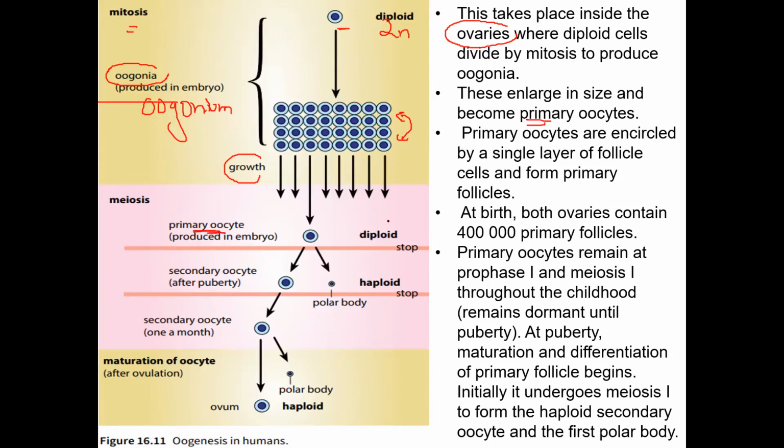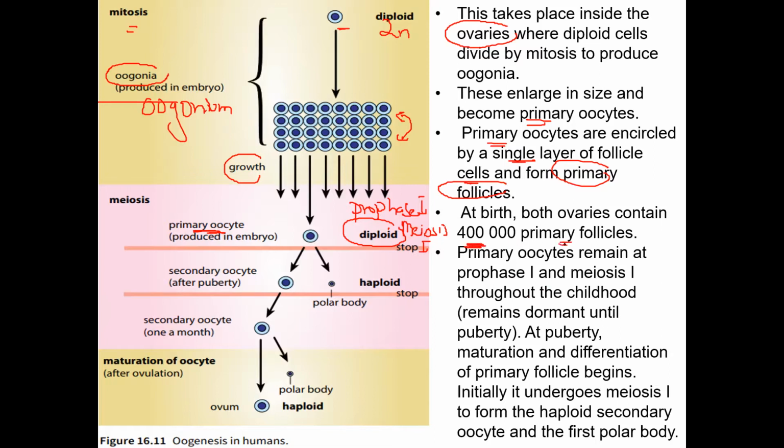So primary oocytes are still in the diploid stage, right? But they would not complete the meiosis division. They would get stuck at prophase 1. So they would start meiosis, but they would get stuck at prophase 1 of meiosis 1, right? As the primary oocytes are maturing, they get encircled by a single layer of follicle cells and form primary follicles, right? This is still at the birth stage. At birth, both ovaries contain around 400,000 primary follicles, right?